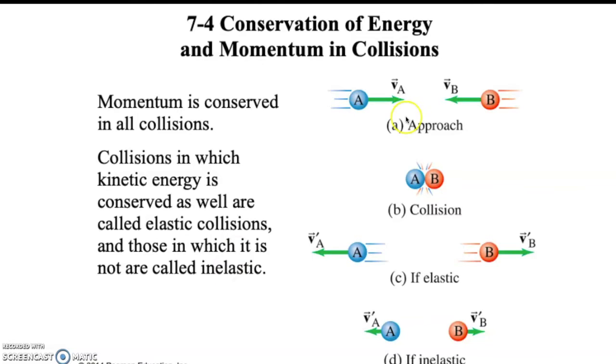So they approach, they collide. If elastic, kinetic energy is conserved, and you can see the velocities are constant. If it's inelastic, the velocities are less, and that means obviously some energy is probably lost somewhere. So elastic and inelastic mean kinetic energy conserved or not conserved.